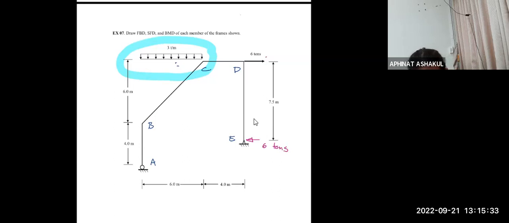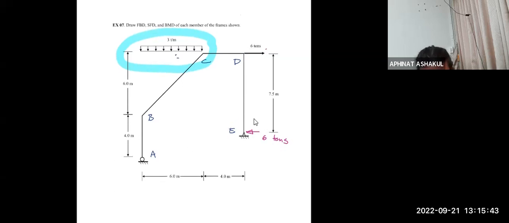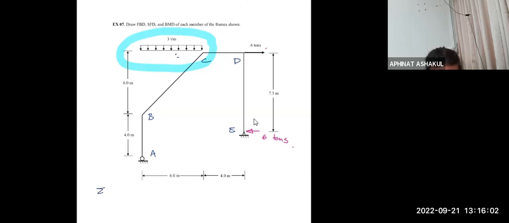And then you can take moment at A, sigma MA equal to 0. Or you can take sigma ME first, but you already know that this is 6 tons, right? So which one do you want to do first, sigma MA or sigma ME? That doesn't matter. Let's say sigma MA equal to 0.